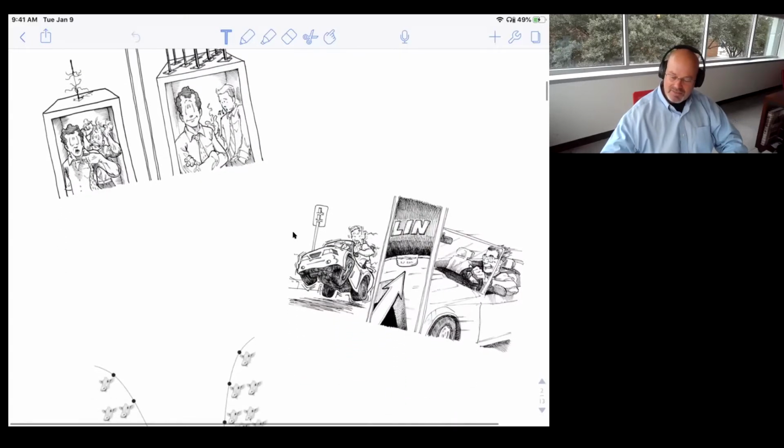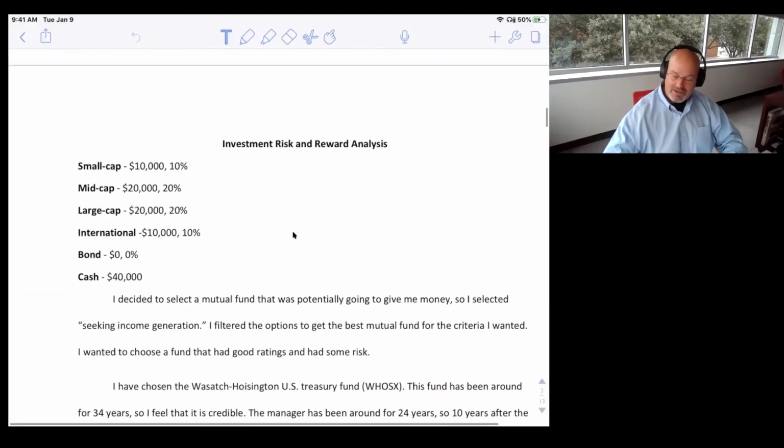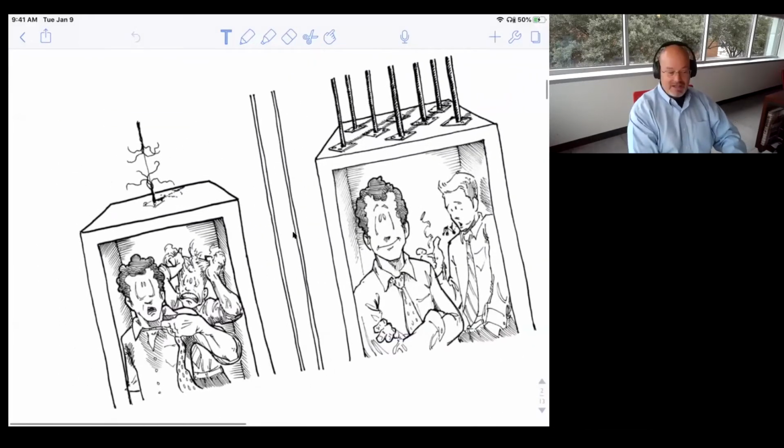Diversification is, I like to think of this elevator. The elevator just kind of shows if you're on an elevator with one cable and the cable breaks, you're in trouble. So if all of your investments are in one investment and that investment goes south, you're going to lose a lot of money.